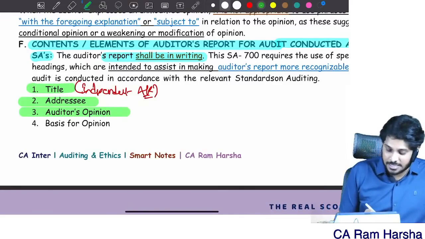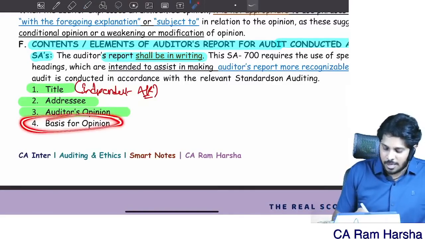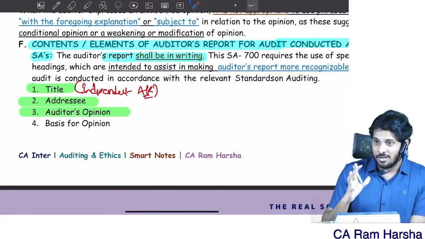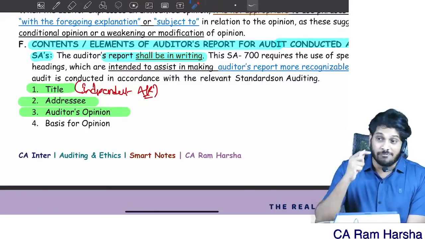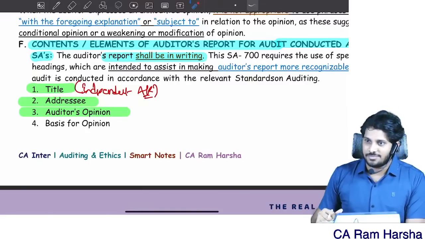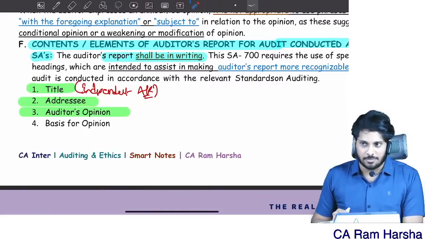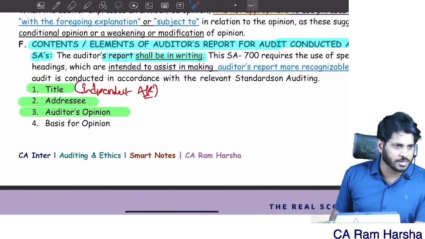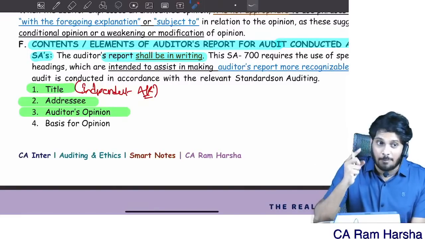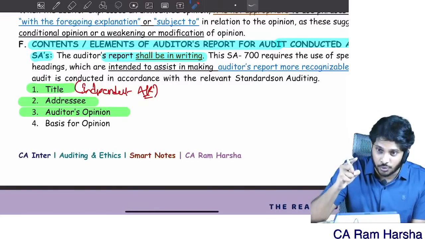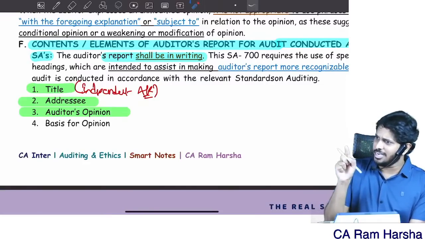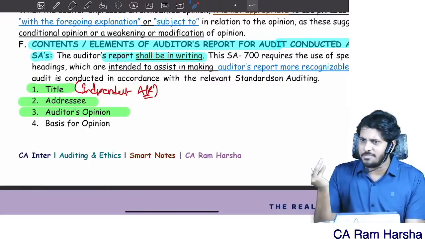Now the next part is the basis for opinion. So what is the basis for opinion? You gave your opinion. Especially whenever you give a modified opinion, I want to know exactly why you modified. See, you gave an adverse opinion, for example. For so and so reason you gave an adverse opinion. But those reasons I may not consider. What appears material and pervasive to you may not appear material and pervasive for some investor. Agreed? For some investor, it may not appear material.